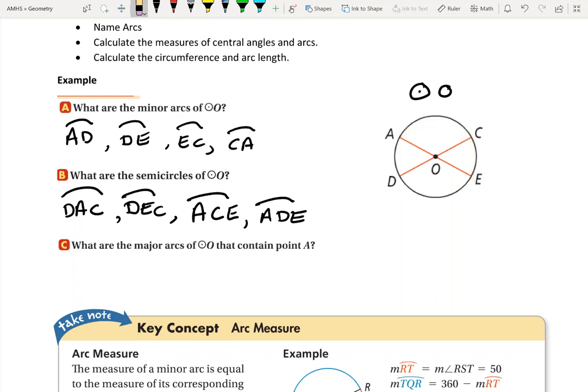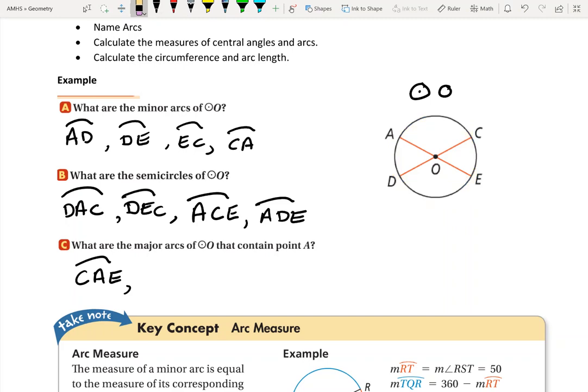Major arcs that contain point A. So a major arc means it goes more than halfway around. So for example, what if I start at C, go through A, and all the way around to E? That would be a major arc. I'm going to call that arc CAE. I don't have CAD as a major arc because that's a semicircle.